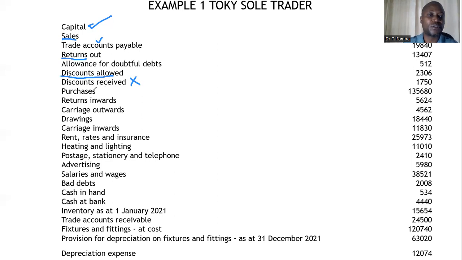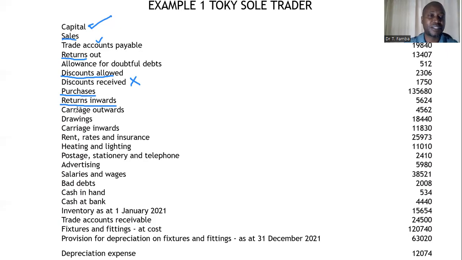Then let's go to purchases. Purchases are items for the trading account, so we should be able to use this in the trading account. Returns inwards. What is happening is we have sold. So after selling, possibly our clients realize that there's something wrong with the goods that we sold to them. They may decide to return the goods, and if they return the goods, we should be able to make the adjustment in the trading account.